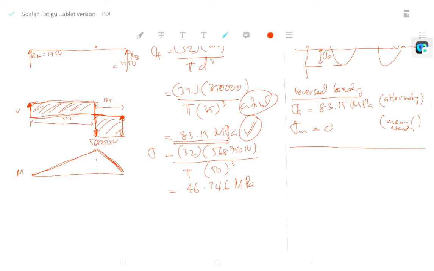Okay, the material is AISI 1020 HR. You can see from the tables. So SUT is equal to 455 megapascals or 66 kilo PSI, and the yield strength is equal to 290 megapascal.